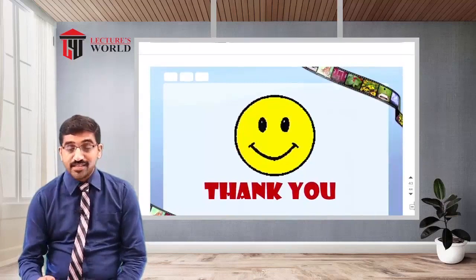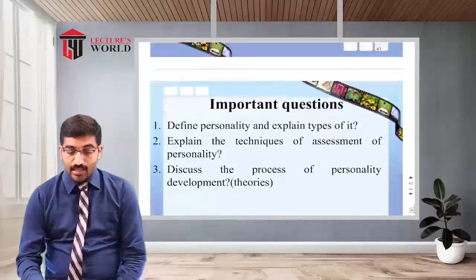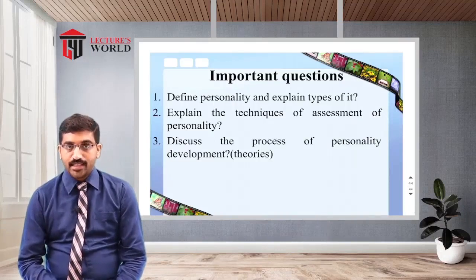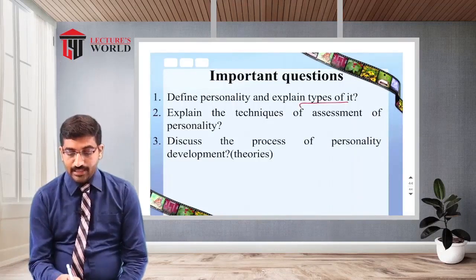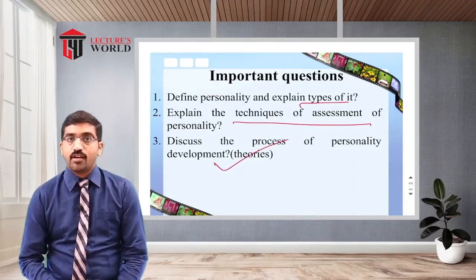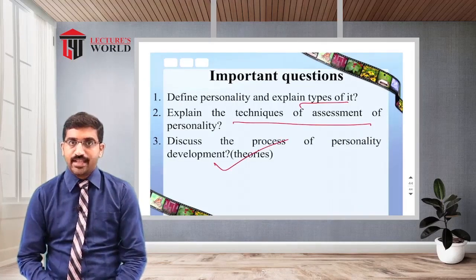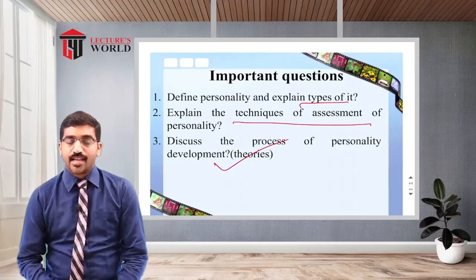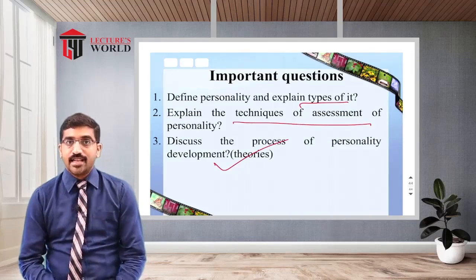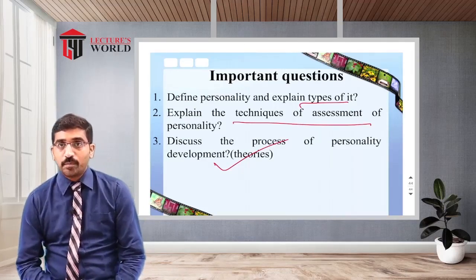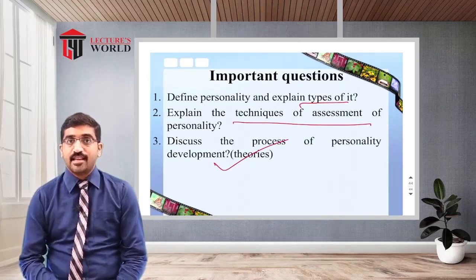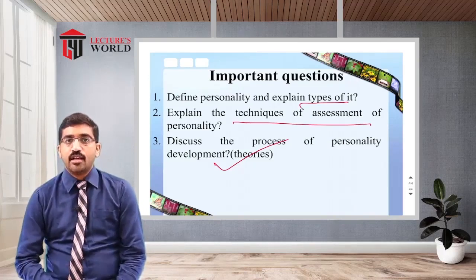So I hope you understood this topic, because many questions will arise from this, like how to define personality, what are the types of personality, techniques for assessing personality, and theory or the process. Theory could also be described as the process of personality development, especially psychosexual and psychoanalytical, and techniques of assessment. Already we have seen how we are going to assess: personality test, situation test, observation test, questionnaire test, rating scale, and projective tests like Inkblot, thematic apperception, and word association.